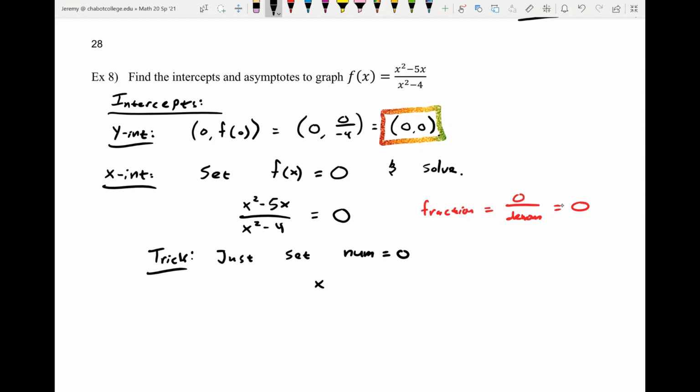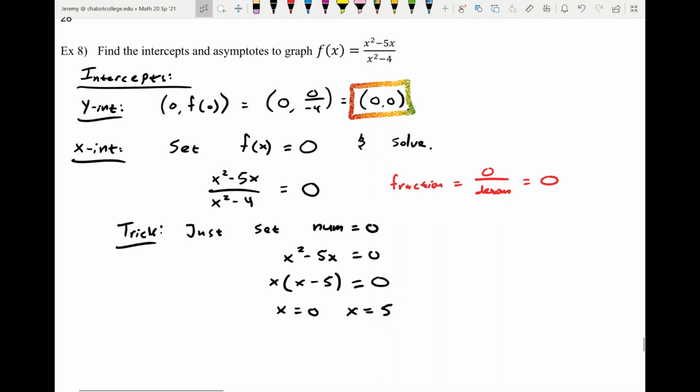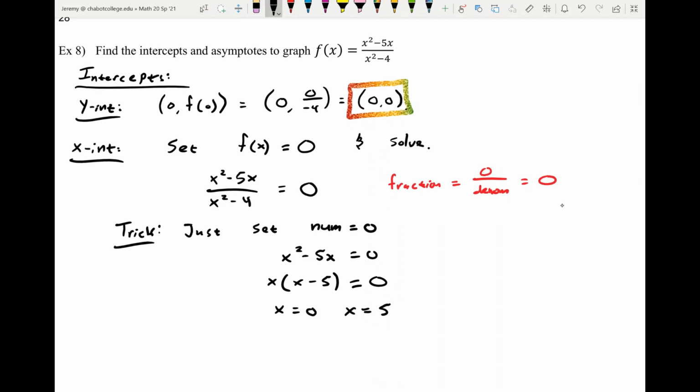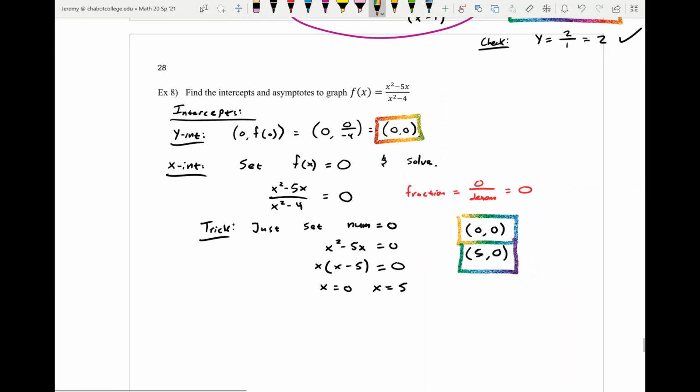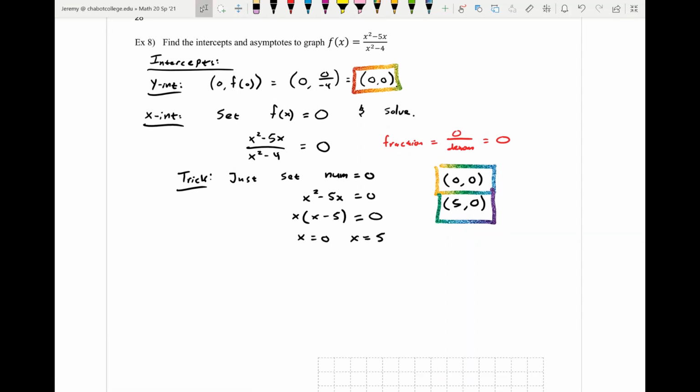So I can get away with just x squared minus 5x, set that equal to 0 and solve. And I'll solve by factoring. I can pull out that common factor of x, and I get these two zeros, x equals 0 and x equals positive 5. And, as we've seen before, this gives us x-intercepts (0, 0) and (5, 0). Cool. So there we have all of our intercepts.